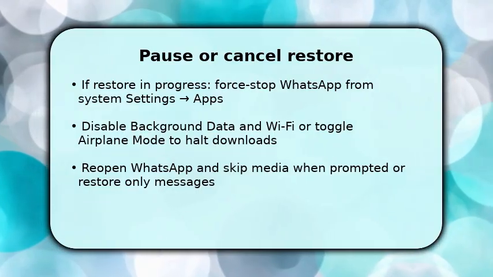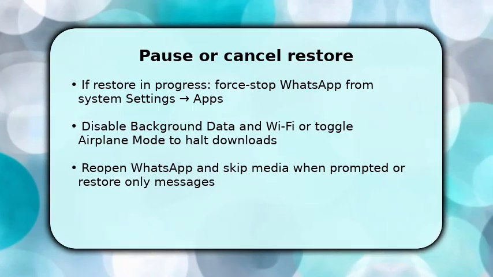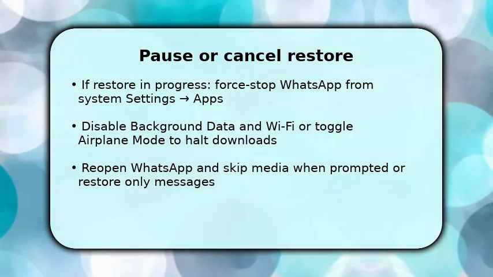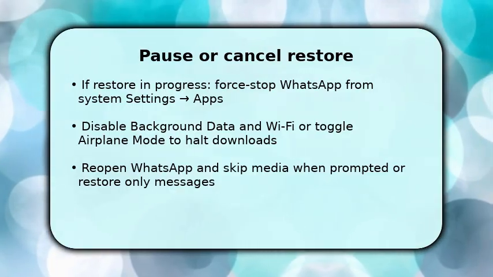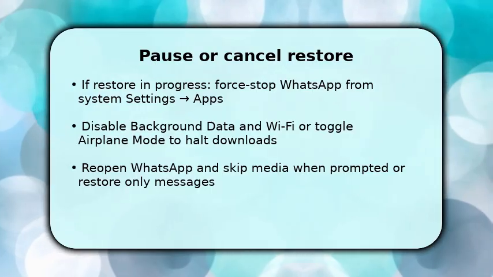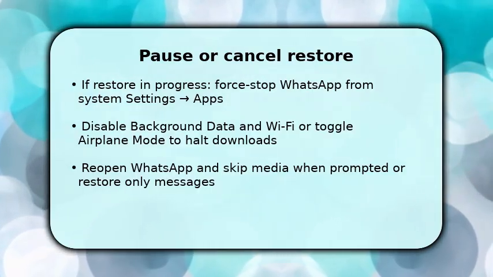Next, reopen WhatsApp. When prompted about restoring media, choose to restore messages only or skip media entirely. Make sure to re-enable connectivity only after you've set media download preferences to manual so files won't resume.